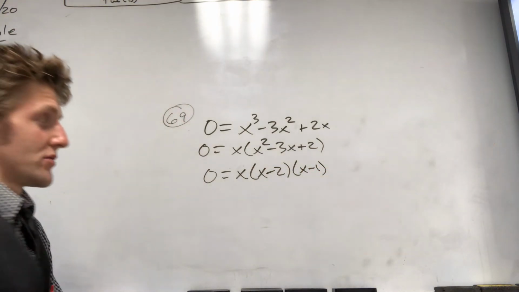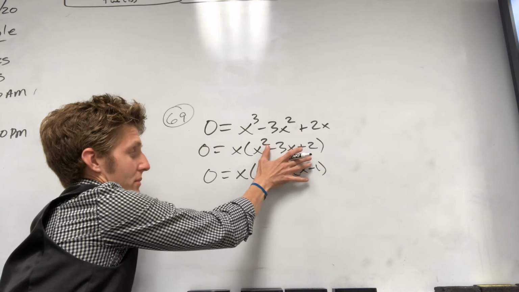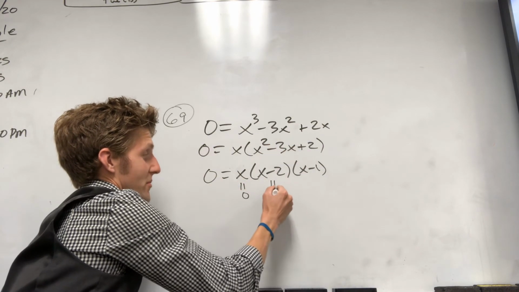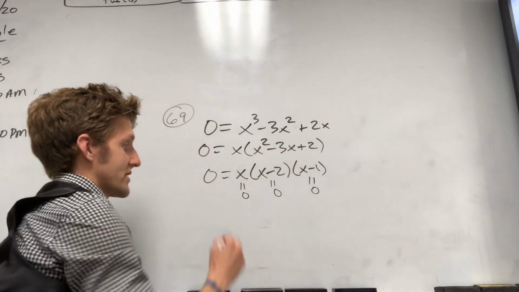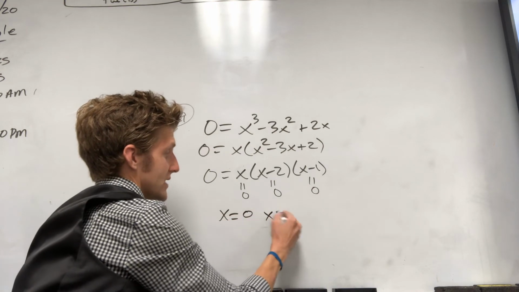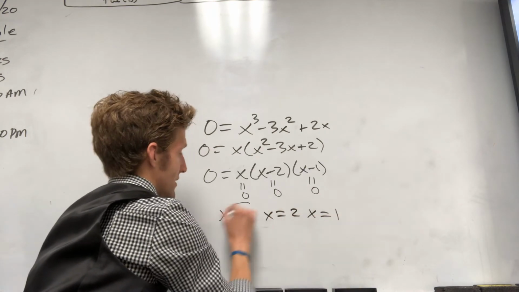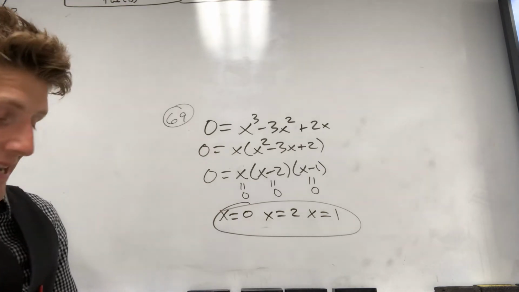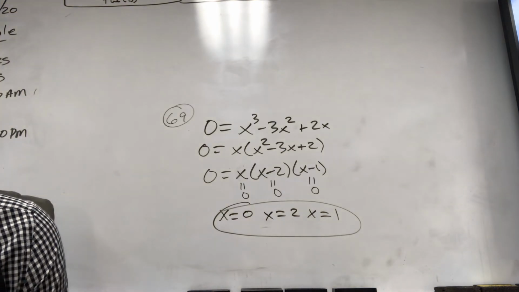All right, set them all equal to 0. Use the zero product property. Getting confused there. x equals 0, x equals 2, x equals 1 would be my 3 solutions.